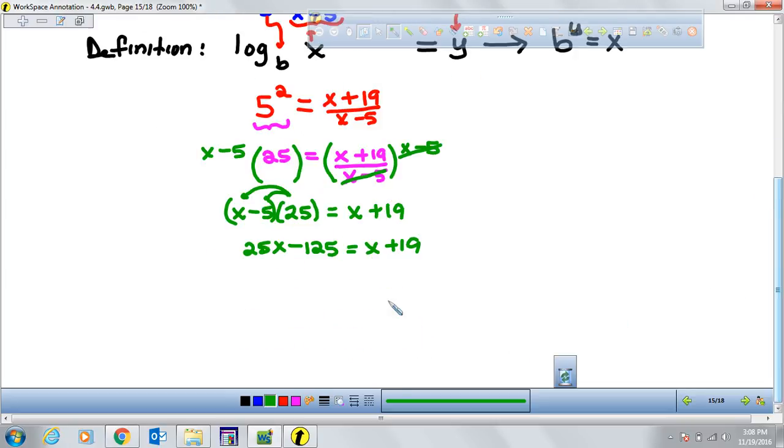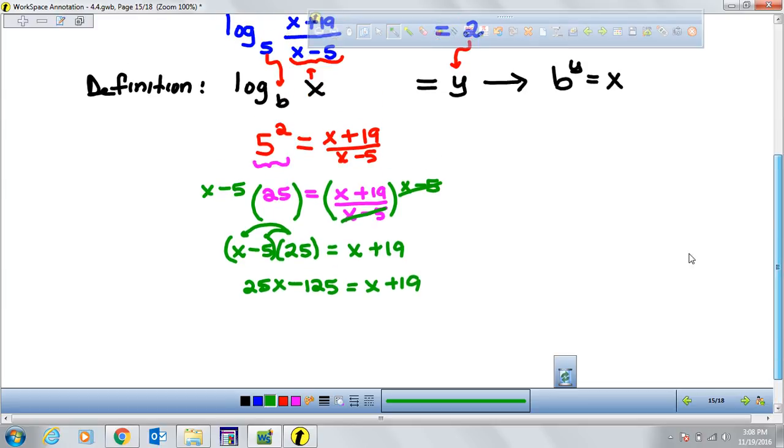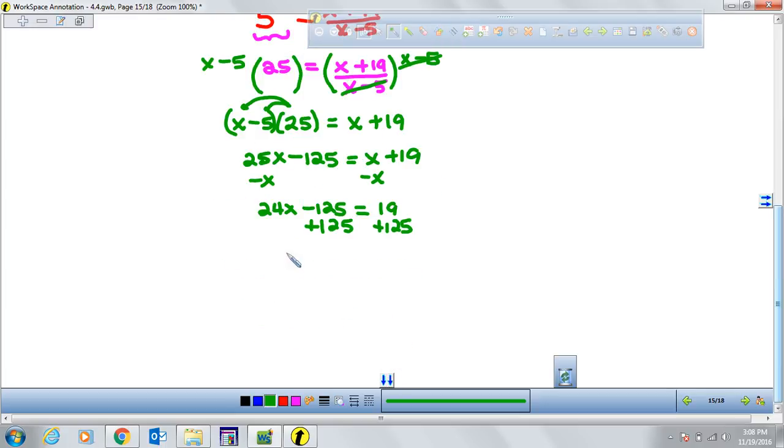There is no need for us to factor in this equation, because there is only x to the first power, so all we gotta do is combine the x's to the same side, leave the x by itself, and that will solve my x. So we're gonna subtract this x to the other side, so that gives us 24x minus 125 equals 19. Then we add the 125 to the other side, so we get next 24x equals, this cancels, 125 plus 19, 144.